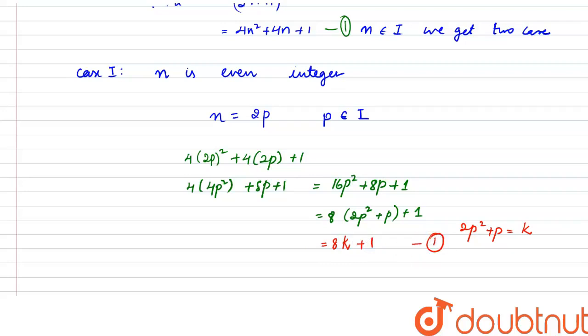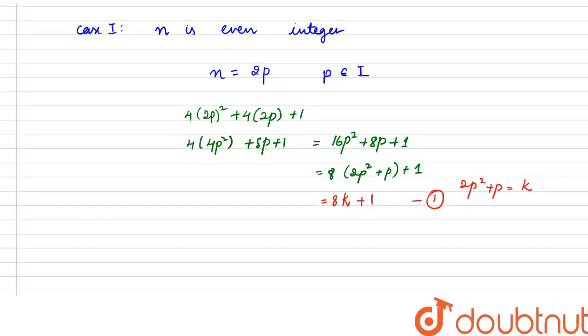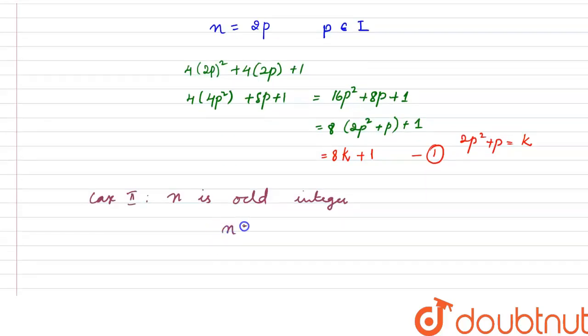Now let us solve case 2. What is our case 2? Our case 2 is nothing but n is an odd integer. Since n is an integer, n can be even or n can be odd. When n is an odd integer, n is equal to 2p plus 1, where p belongs to the integers I. Therefore, what do we get here?